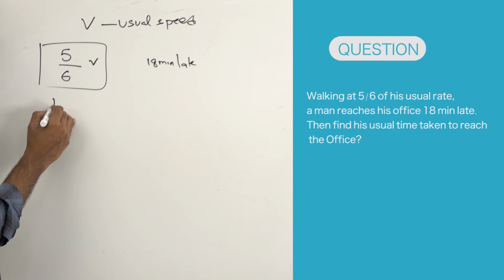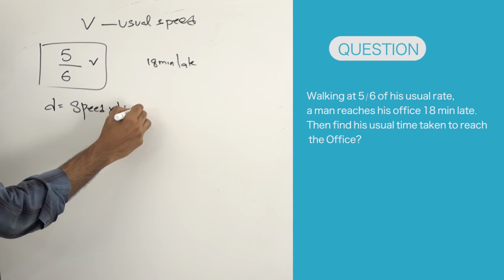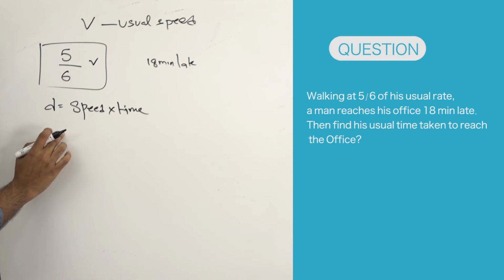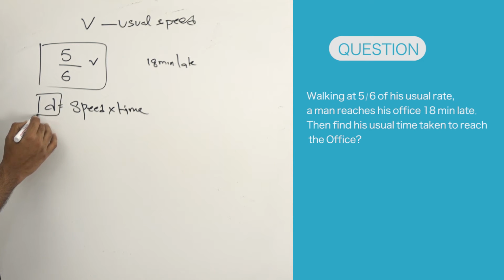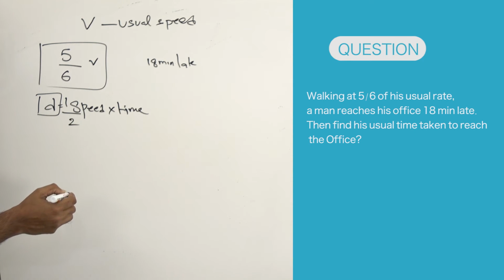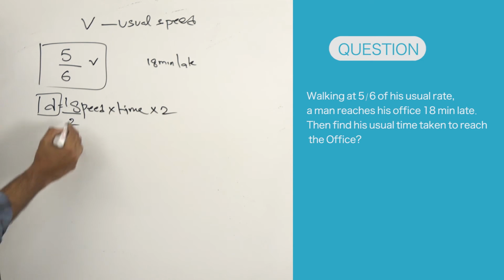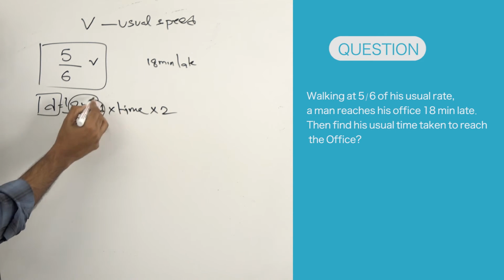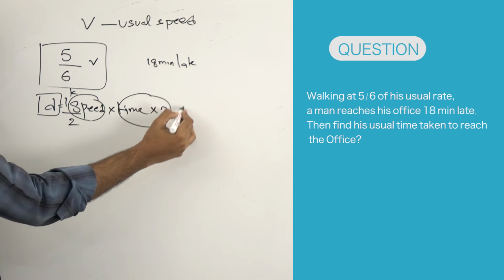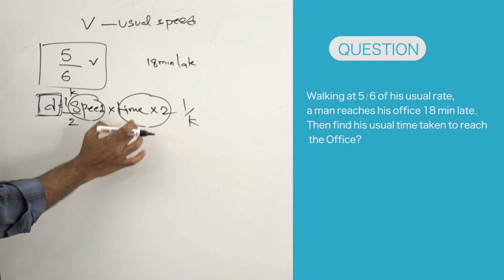You already know that distance is equal to speed into time. What does that mean? When distance is constant, speed and time are inversely proportional. If I reduce the speed to half of the actual speed, the time taken would become 2 times. If I multiply speed with factor k, I need to multiply time with 1 by k because I am keeping the distance constant. So speed and time are inversely proportional.